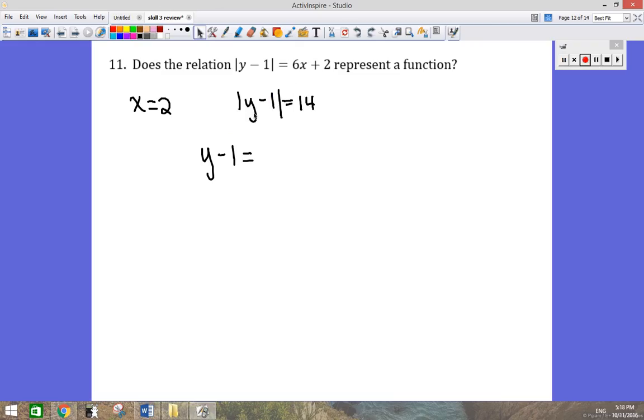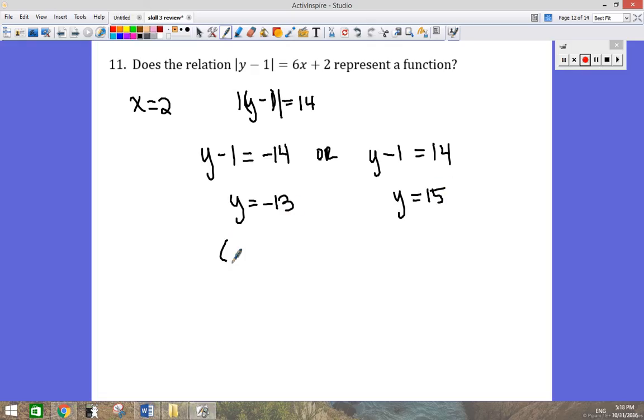The value that we're taking the absolute value of, we know that the absolute value of negative 14 is positive 14. So y minus 1 might represent a negative 14, because if you replace this with a negative 14, you'll get a true statement. Or this y minus 1 could represent positive 14. So when x is 2, y might be negative 13, or y might be 15. So you've got 2 that's related to negative 13, but 2 is also related to 15. This is not a function.